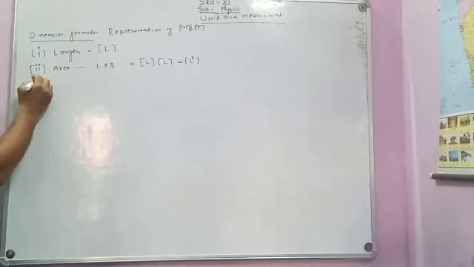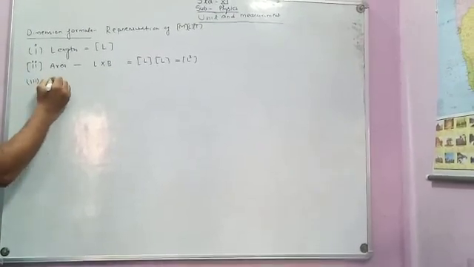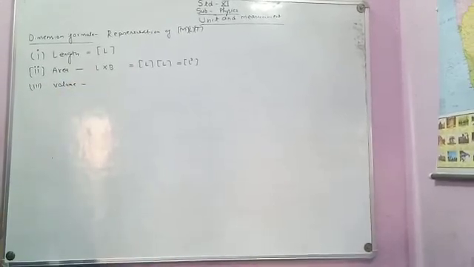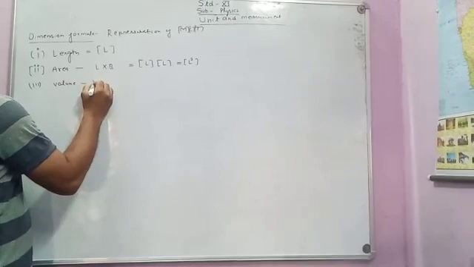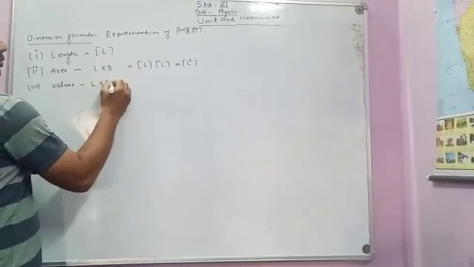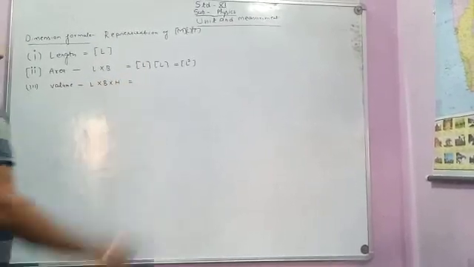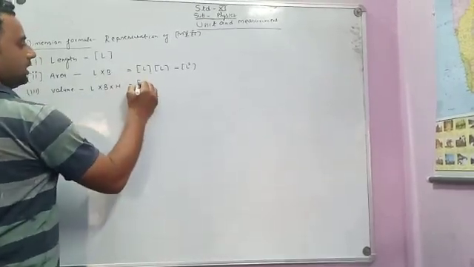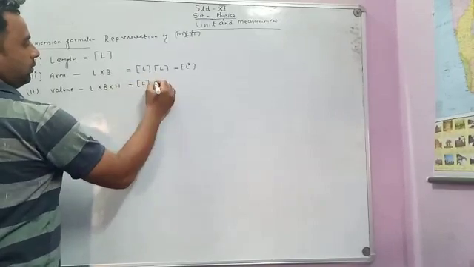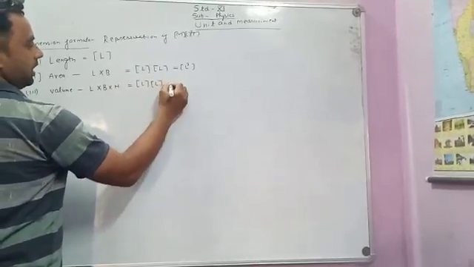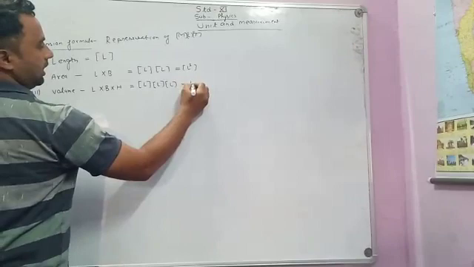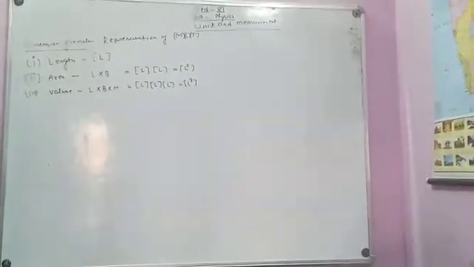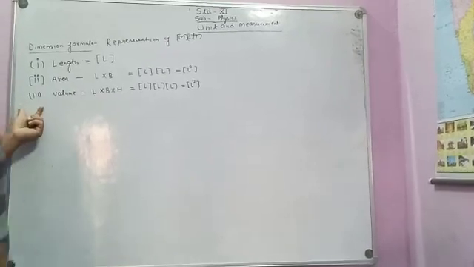After that we have to take volume, third. The basic formula of volume is length into width into height. Length is measured in L, width is also measured in L, height is also measured in L, and the dimensional formula is L cube.